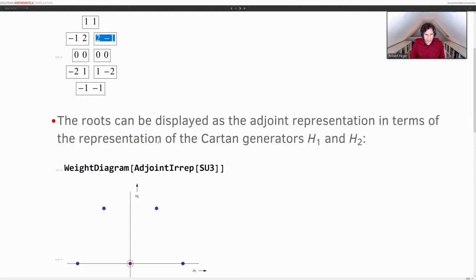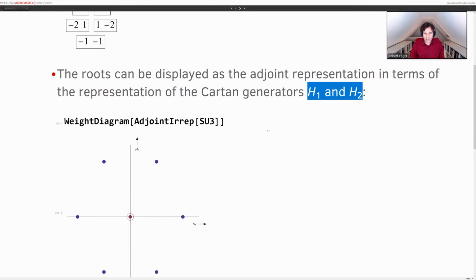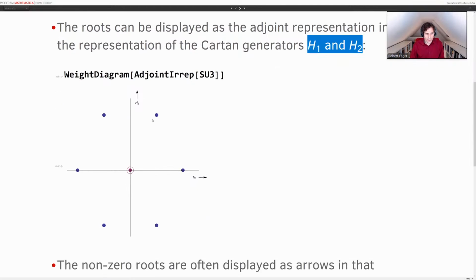You can also display the roots because now we have 2 dimensions in SU3, which is very nice because I can show you a few plots about them. We need to go to a representation to show this, and to show a representation of the Cartan generators, now H1 and H2 with a capital H. And we can use the adjoint representation for displaying the roots. This is a specialty because the adjoint representation is the representation of the structure functions. That shouldn't bother you right now, but we can use it to show the roots in this space.